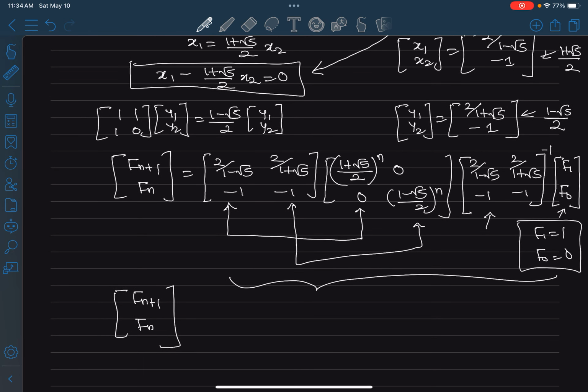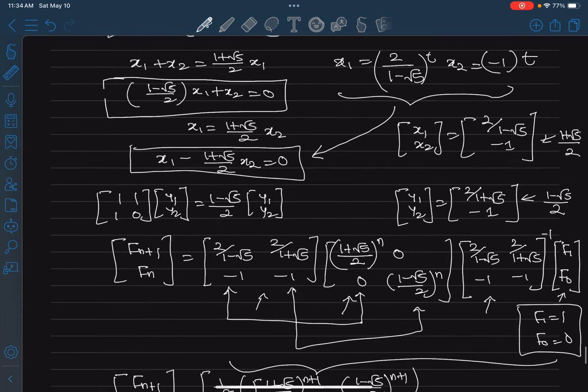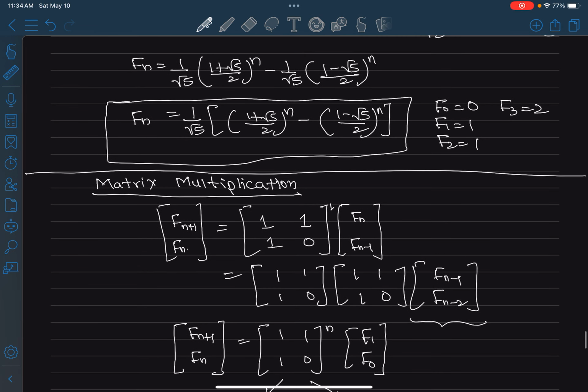Now, we already know this vector. We can find the inverse easily. We also know this matrix. So if we carry out the multiplication, you will get something in the numerator. Probably, you will just get ((1 plus root 5) by 2) to the power n plus 1 minus ((1 minus root 5) by 2) to the power n plus 1. Something like this.